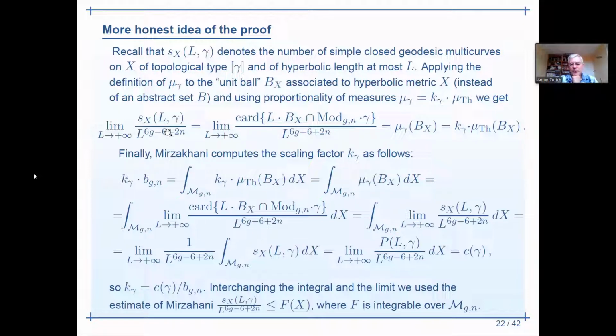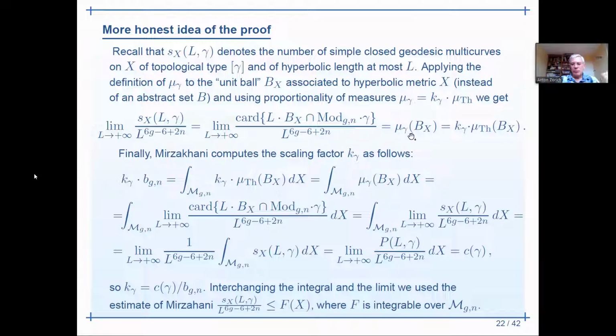Now, if we want to compute this limit, it is by definition the same as computing the following thing. Here I have the same denominator, and in the numerator I just used a sort of extended definition of this counting function. We take a unit ball, so everything of length at most 1. We scale it by a factor L, so now we have objects of length at most L, and we take the orbit of our multicurve gamma, and we look at all the points of this orbit which get inside this ball of radius L. And then we pass to the limit like this.